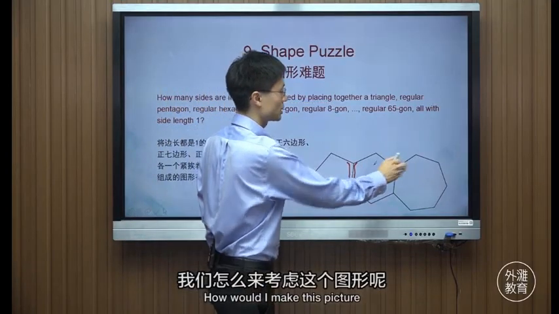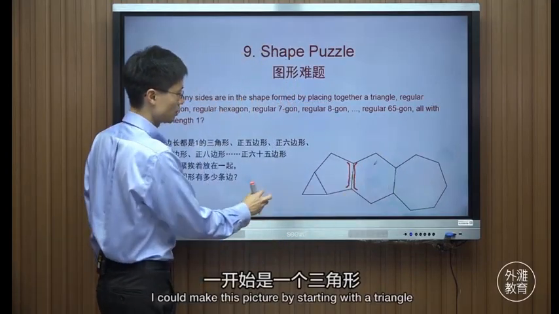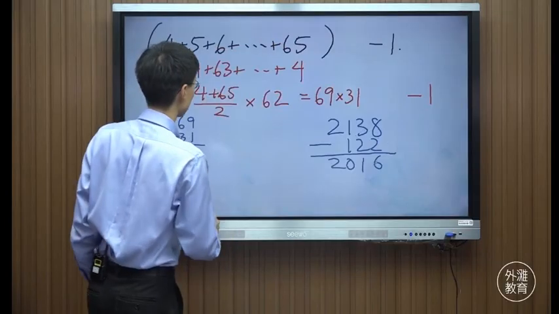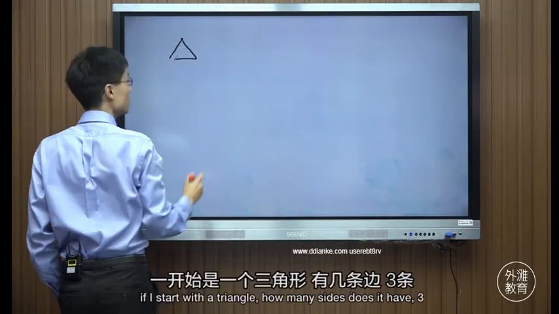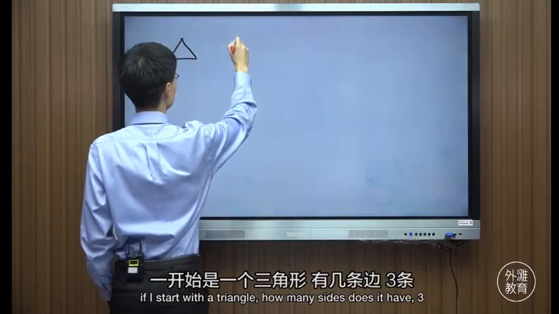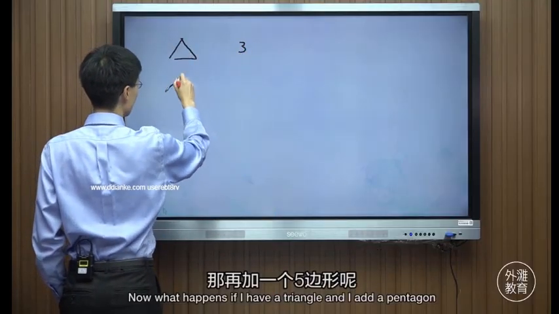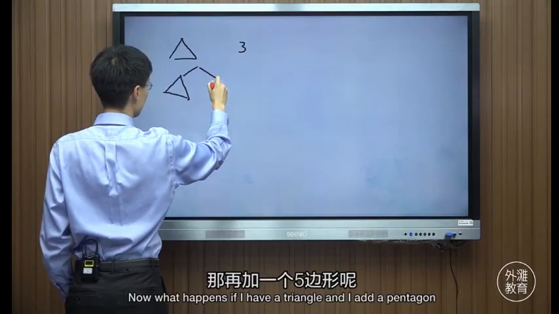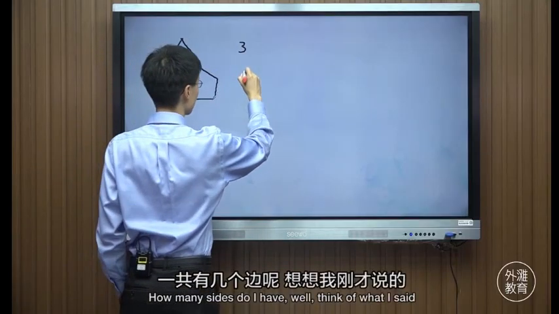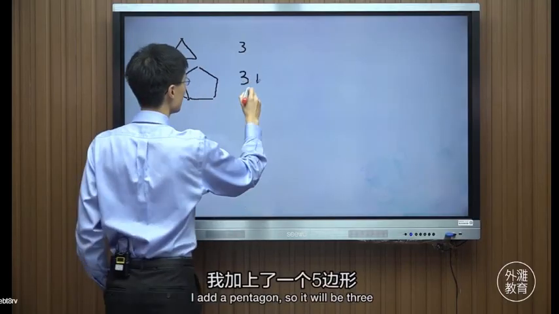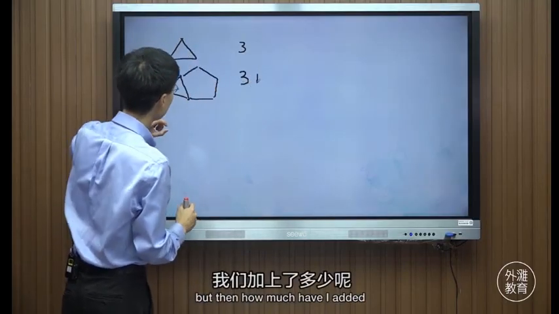How would I make this picture? I could make this picture by starting with a triangle. So what if instead I just thought about this? If I start with a triangle, how many sides does it have? 3. Now what happens if I have a triangle and I add a pentagon? How many sides do I have? Well, think of what I said. I add a pentagon. So it'll be 3, but then how much have I added?